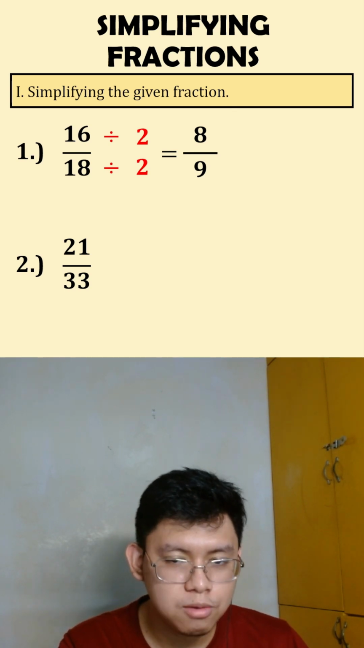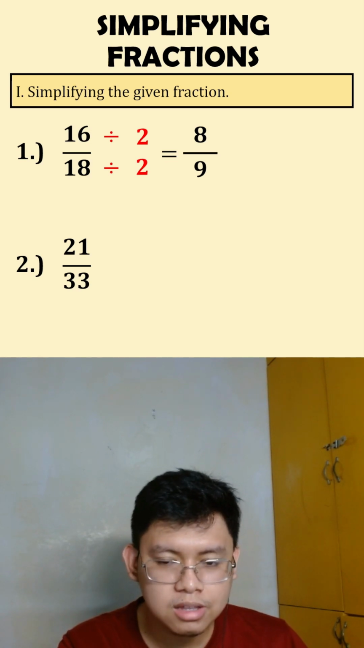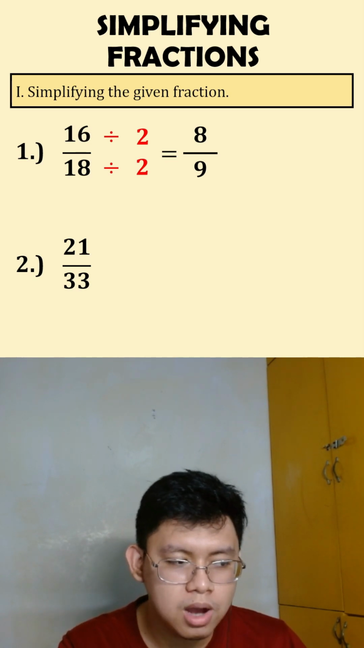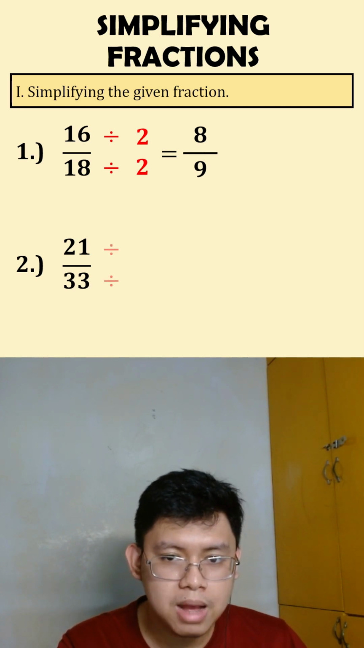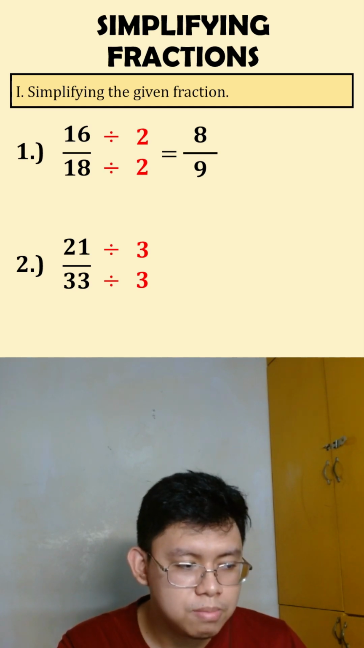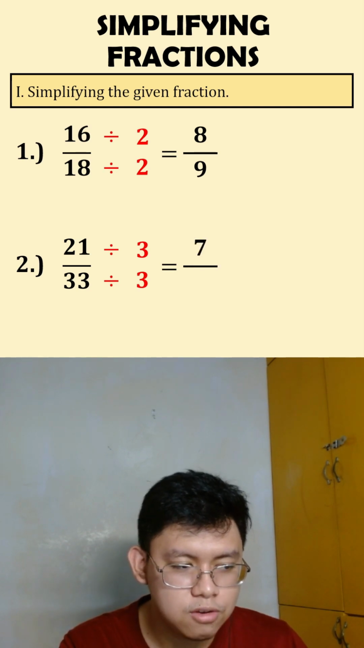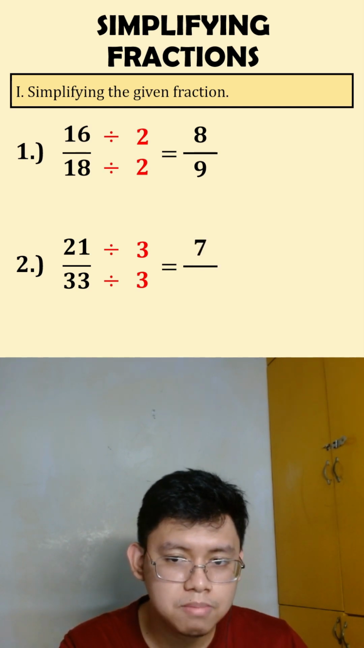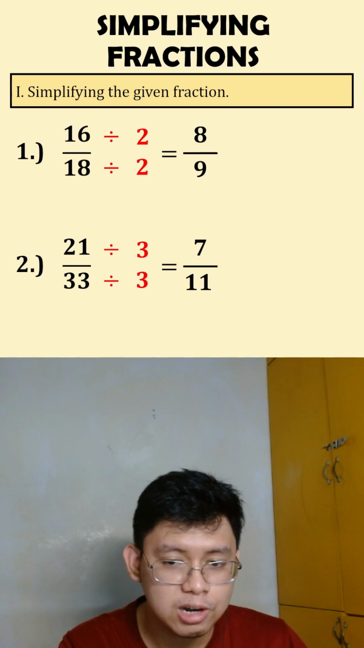So, let's proceed to our second item, 21 over 33. Now, isip tayo ng greatest common factor ni 21 at ni 33. So, we can say that they are both divisible by 3. So, divide natin si numerator and denominator by 3. 21 divided by 3 is 7. Draw natin yung fraction bar. 33 divided by 3 is 11. So, our simplified form of this fraction is 7 over 11.